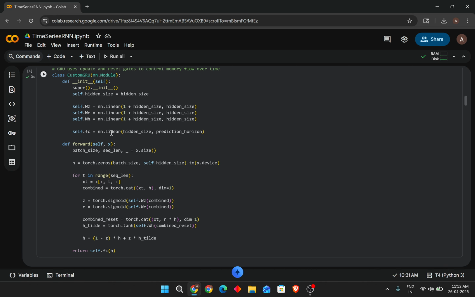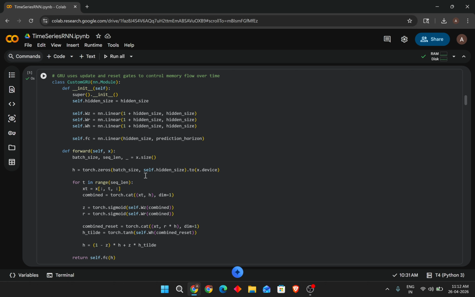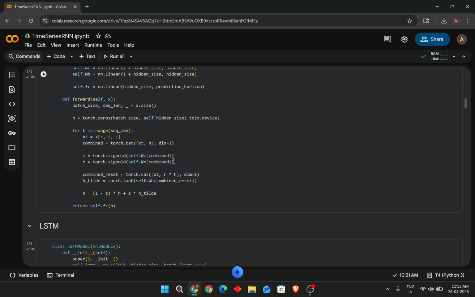For the custom GRU, I implemented it manually without using built-in GRU layers. I defined three main components: the update gate, the reset gate, and the candidate hidden state. At each step, the model takes the current input and the previous hidden state. The update gate decides how much past information to keep, and the reset gate decides how much past information to forget. Then the hidden state is updated using these values. The sequence is processed step by step in a loop. Finally, the hidden state is passed through a linear layer to generate the prediction.